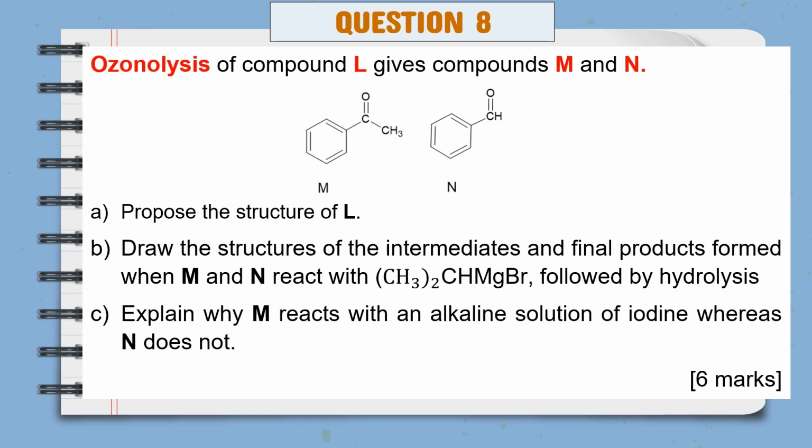Ozonolysis of compound L gives compounds M and N. A. Propose the structure of L. B. Draw the structures of the intermediates and final products formed when M and N react with Grignard reagent, followed by hydrolysis. C. Explain why M reacts with an alkaline solution of iodine, whereas N does not.